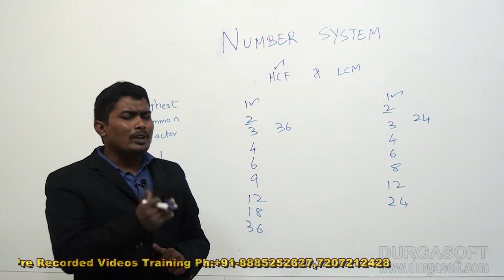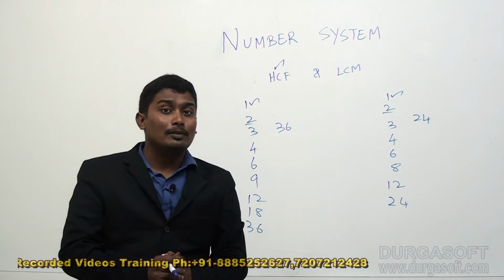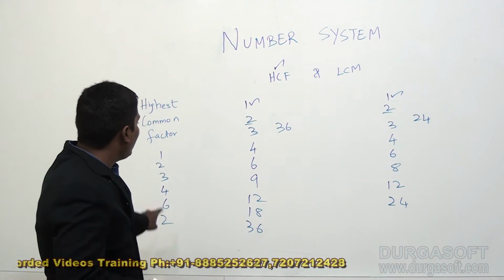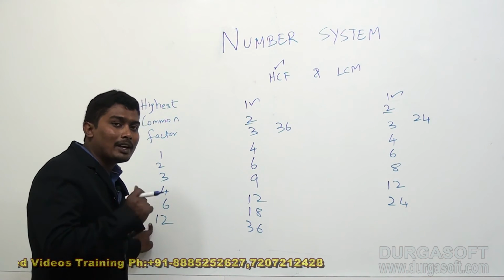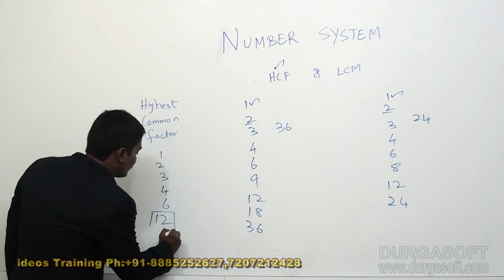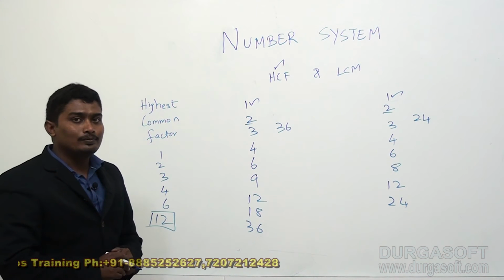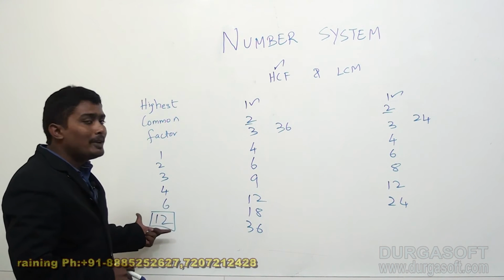Now HCF, what does this HCF stand for? Highest among the common factors. So among these common factors, which is the highest number? The highest number here is 12, which means 12 is the HCF. So your HCF will be 12.